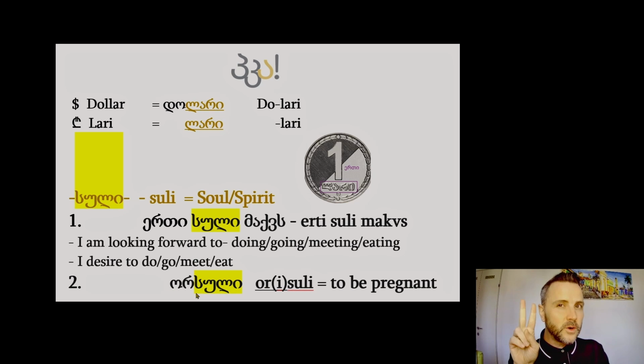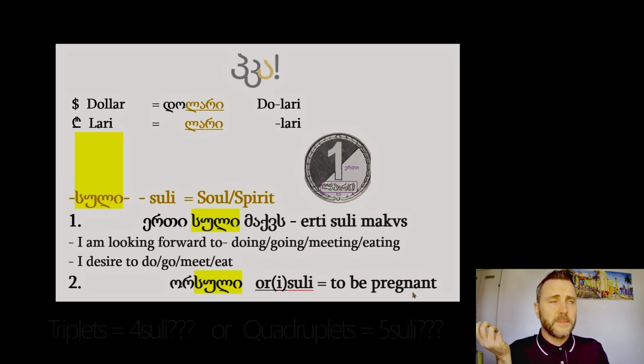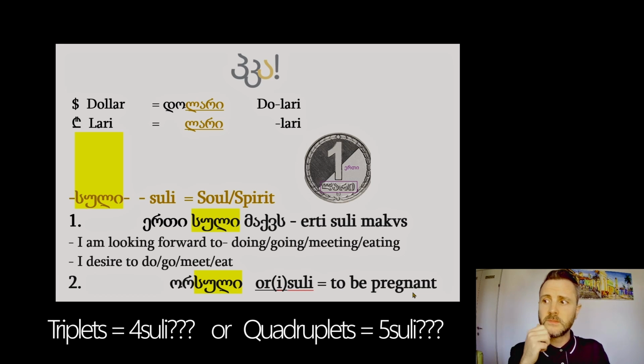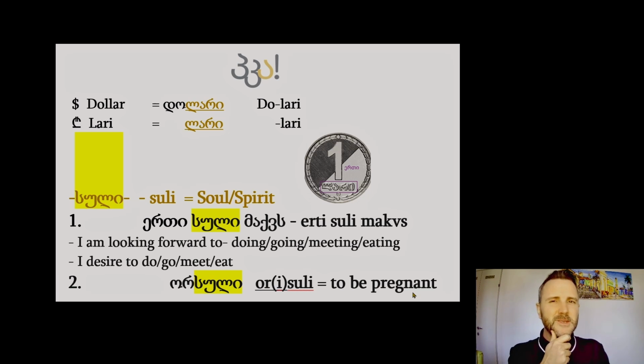Orsuli, ori suli, two souls. This simply means, from a contracted version of ori suli, that you're pregnant, that you've got your soul and the other one. I've always wondered what happens if you have triplets or quadruplets. But bottom line, orsuli, that's what it is. That's what they say. It's so cute, and I hope you learn it.